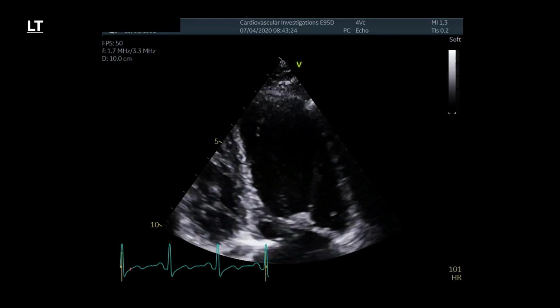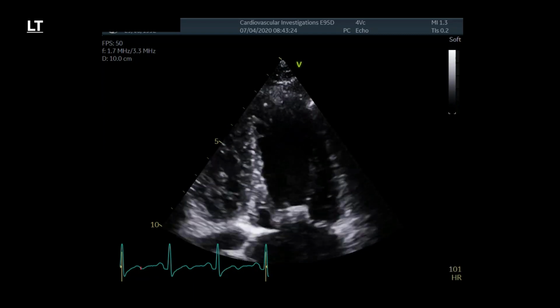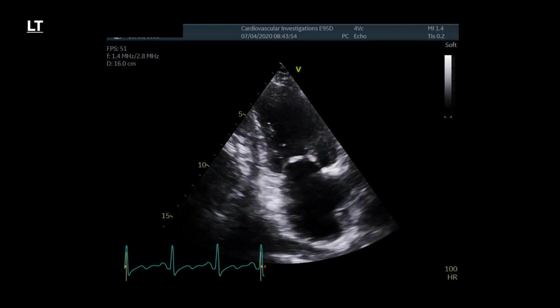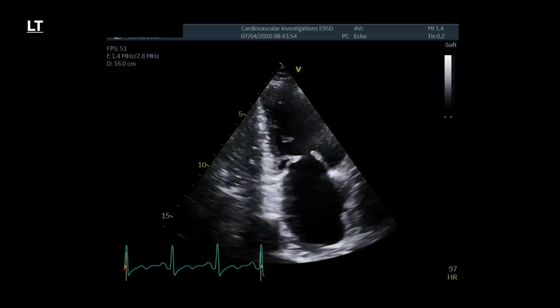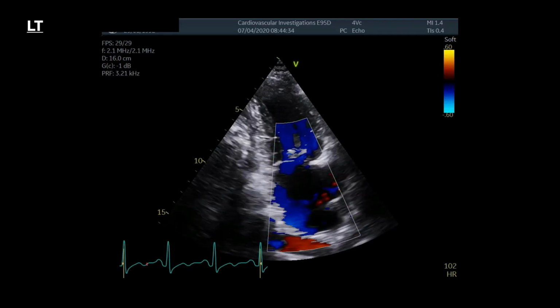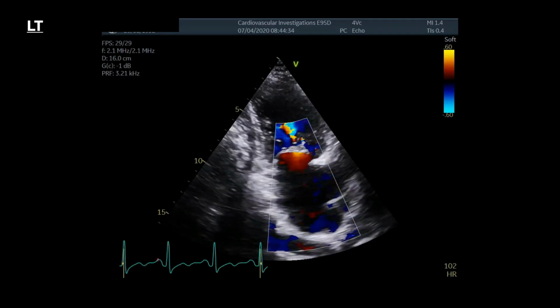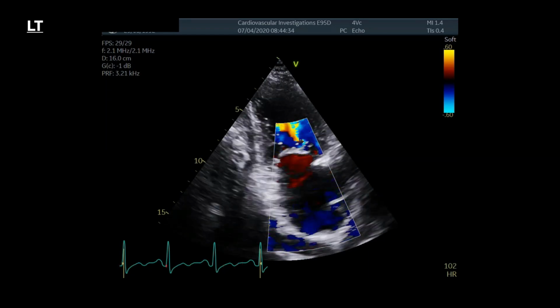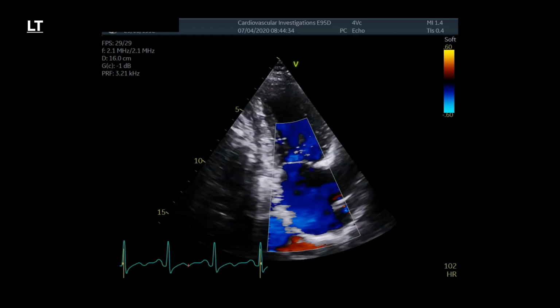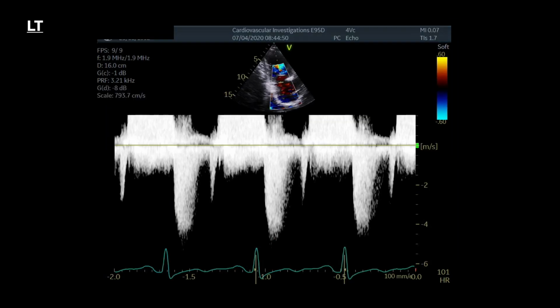Zooming in on the LV to have a look at its function. And then moving to an apical 2-chamber. Again, we're looking for the same things. Colour, and there is a little bit of MR there again, and we can see that flow convergence through the mitral valve as well.